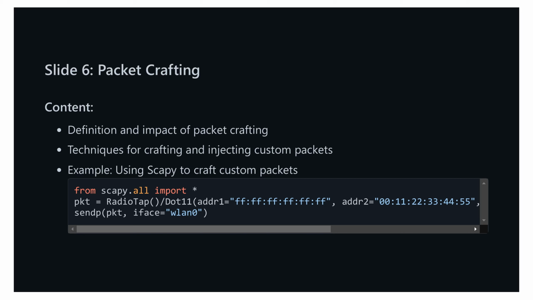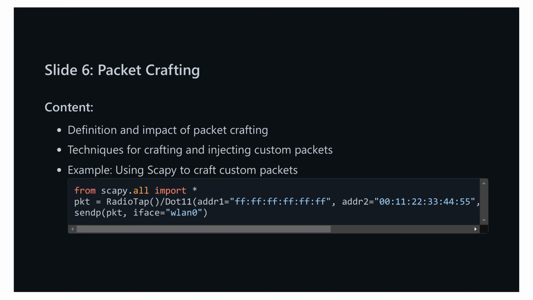This technique allows penetration testers and researchers to simulate various network protocols and interactions, providing a powerful tool for security testing and analysis. For instance, in Scapy, we can build custom packets by defining each layer of the protocol stack manually. Here's a simple example. Python: from scapy.all import *. Create a custom packet with RadioTap and 802.11 layers: pkt = RadioTap()/Dot11(addr1="ff:ff:ff:ff:ff:ff", addr2=...). Inject the custom packet into the network: sendp(pkt, iface="wlan0").